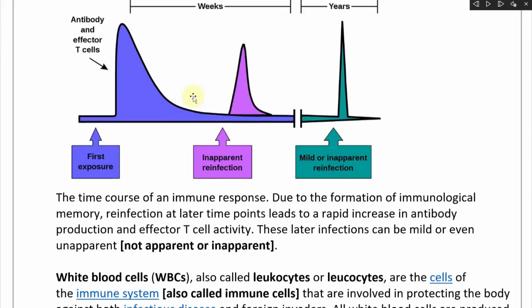Interesting. So now here is a diagram, the time course of an immune response. Due to the formation of immunological memory, reinfection at a later time leads to a rapid increase in antibody production and effector T cell activity, or targeted attack on proteins and other stuff. Yeah. Anyways, let's look at this. So these later infections can be mild or even unapparent, which is not apparent or inapparent. And this is involving antibody production.